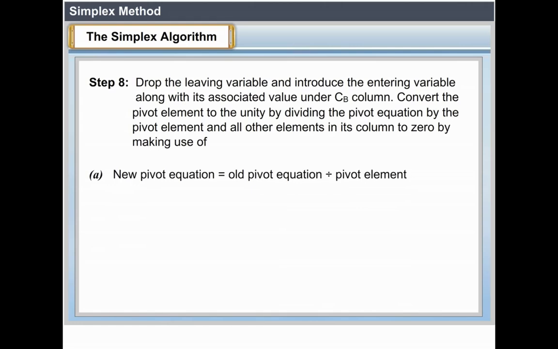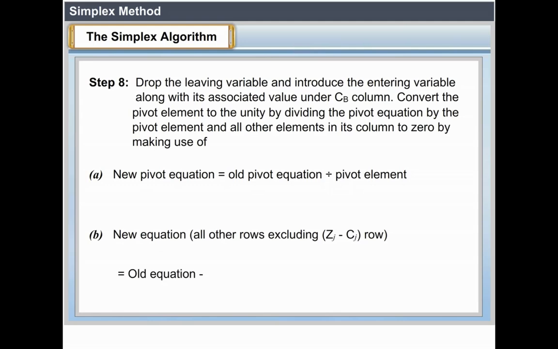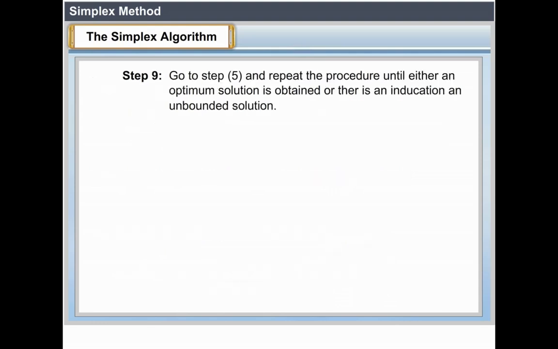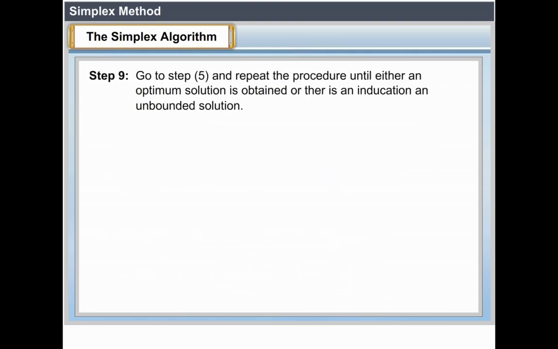New pivot equation equals old pivot equation divided by pivot element. Subdivision B: new equation for all other rows, excluding the Zj minus Cj row, equals old equation minus the corresponding column coefficient into the new pivot equation. Step 9: go to step 5 and repeat the procedure until either an optimum solution is obtained or there is an indication of an unbounded solution.